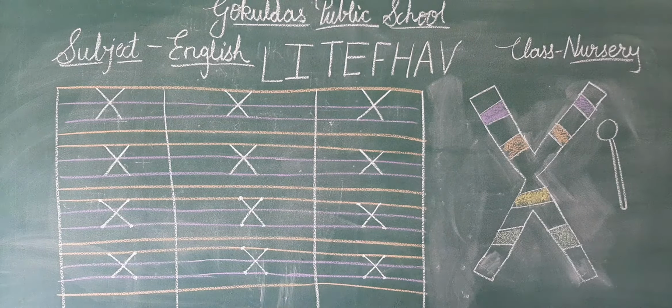Like this you have to make the xylophone. X for xylophone, right? X for xylophone. What is this? X for xylophone. Right? You have to complete this in your notebook. What you have to do? You have to complete this in your notebook. Right?